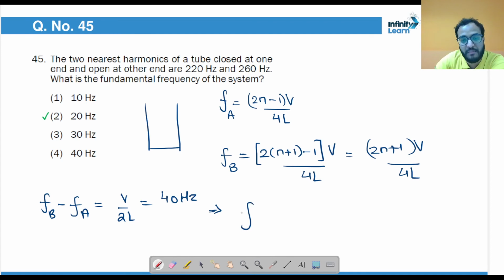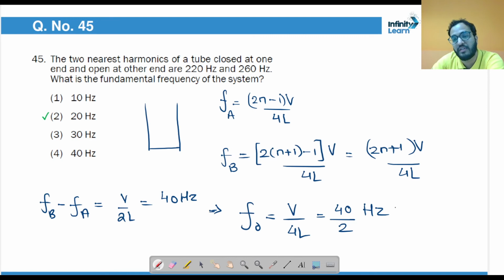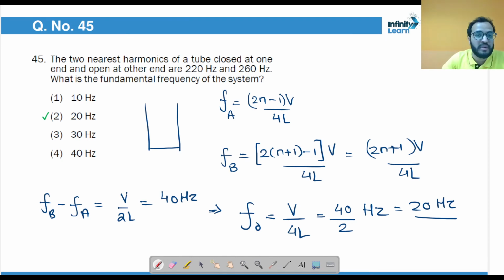But what is the fundamental frequency in this case? V by 4L. So it is 40 by 2 Hertz, that is 20 Hertz. Do you understand? See, V by 2L is 40. So what is V by L? 80. So V by 4L is 20, or we can say V by 2L is 40, so V by 4L will be 40 by 2, 20 Hertz, right?